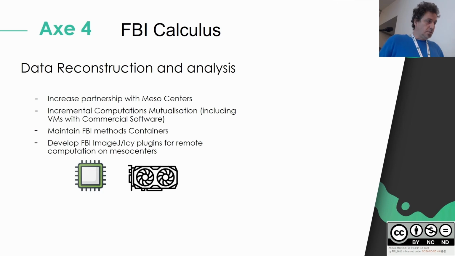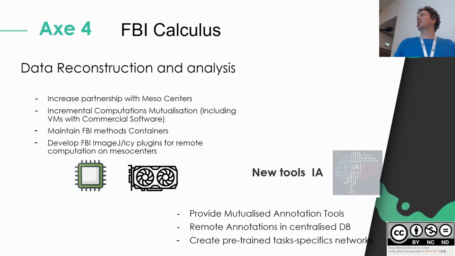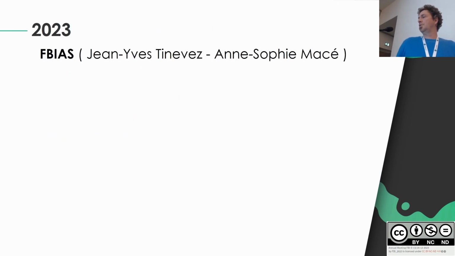So the 4 axes, I don't know the time, but fine. The first one is on the calculus. Here the idea is to accompany the development towards the mesocenters on the calculus part. We will try to provide all the tools that you usually use, like, say, in ImageJ or ICY, etc., so that you will be able to run them directly on the mesocenters. Okay, and also accompany the transition to new tools on AI. Jean-Yves will talk tomorrow about BIAS, so we'll not talk about that today, and it's not directly involved in the BI data, but very linked to it.